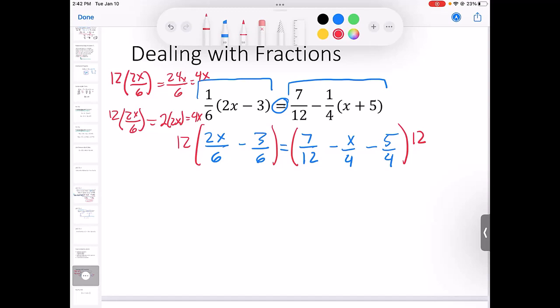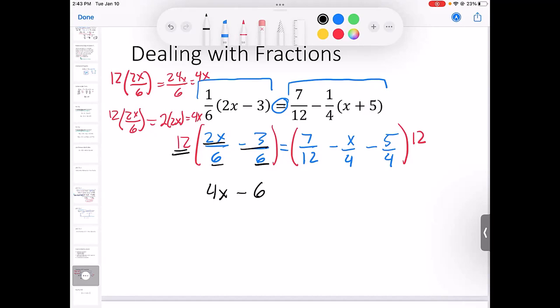But if this was a big number, like say a 15, you'd do 12 times 15, and then you'd have to calculate in your calculator what that is and then divide by 6. It would be a lot easier if you just did 12 divided by 6 is 2 and then did 2 times 15. Does that make sense? So you can do it either way, whichever way makes the most sense to you, but I'm going to do it by dividing first because I like working with small numbers. So if we look at this first one, 12 divided by 6 is 2 times 2x is going to give us 4x. Then 12 divided by 6 is 2 times negative 3 is going to give us negative 6.